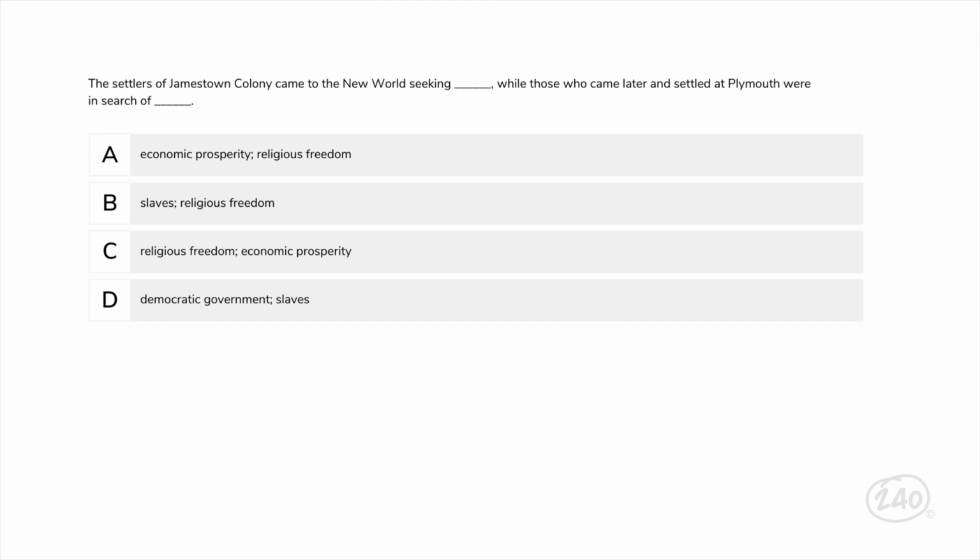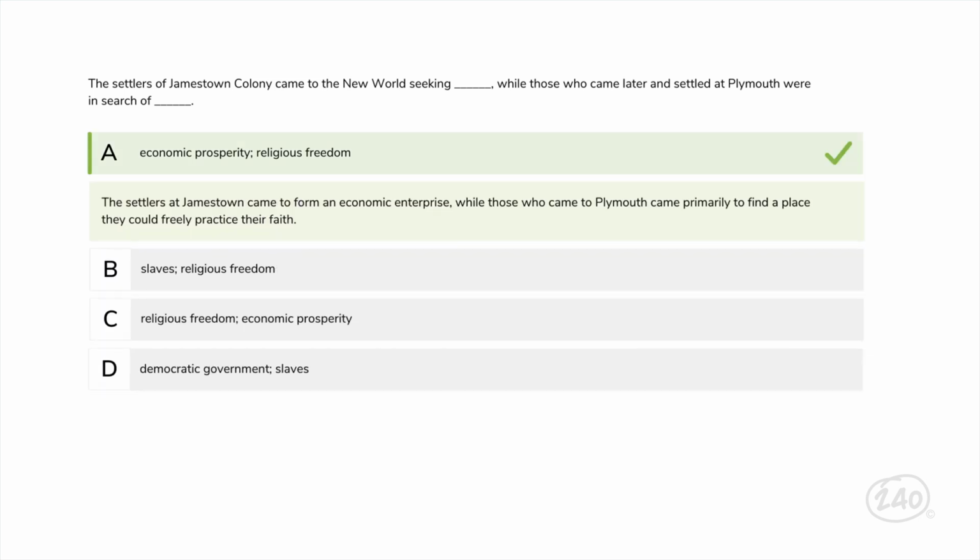Let's get you involved. Here's an example of a practice question you may see in this category. The settlers of Jamestown Colony came to the New World seeking blank, while those who came later and settled at Plymouth were in search of blank. The answer is A, economic prosperity, religious freedom. Since the settlers at Jamestown came to form an economic enterprise, while those who came to Plymouth came from England primarily to find a place where they could freely practice their denominations of Protestantism.